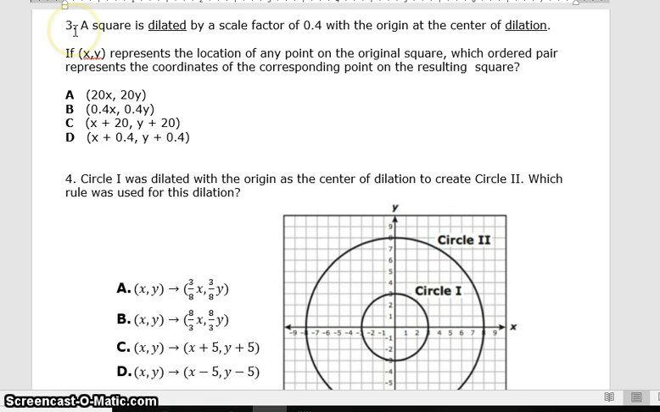Number 3. A square is dilated by a scale factor of 0.4 with the origin at the center of dilation. If x, y represents the location of any point on the original square, which ordered pair represents the coordinates of the corresponding point on the resulting square? Dilated by a scale factor of 0.4.